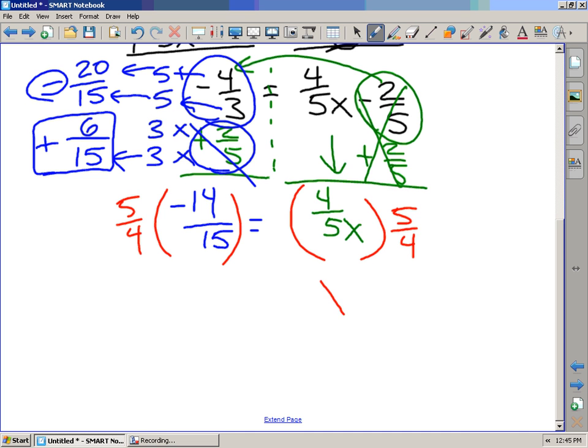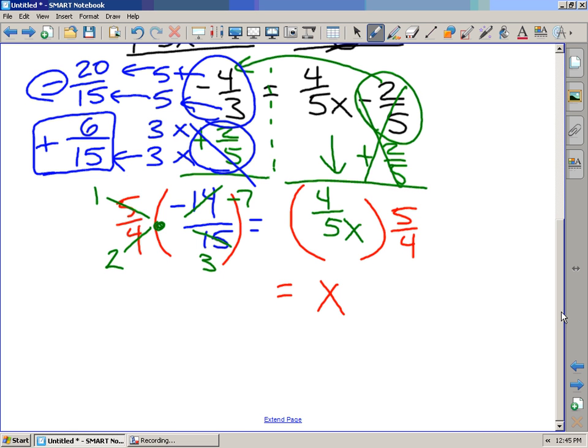Over here, I'm left with 1x. On the other side, I'm going to cancel those that diagonally have like terms. So -14 and 4 both have a common factor of 2. 4 divided by 2 is 2. -14 divided by 2 is -7. And then 15 and 5 also have a common factor. That's 5. 5 divided by 5 is 1. 15 divided by 5 is 3.